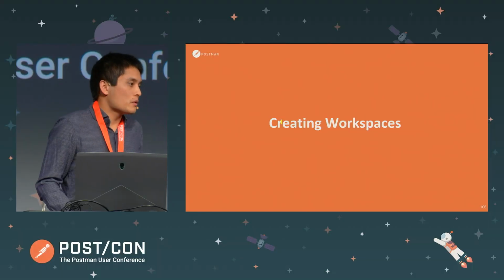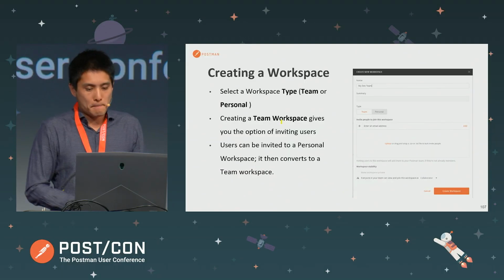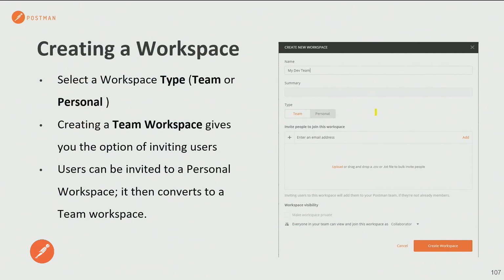To create workspaces is pretty straightforward. You choose your workspace type, either team or personal. Give it a name. If you're creating a team workspace, you also have the option of inviting users, either by entering their email address, or you could drop a CSV or text file to bulk invite people. As I mentioned before, you can invite users into a personal workspace, but it'll convert into a team workspace automatically.